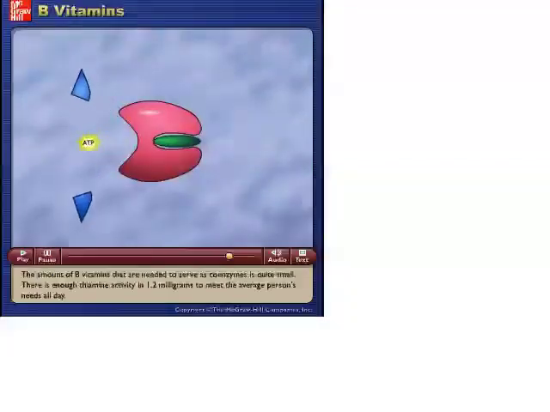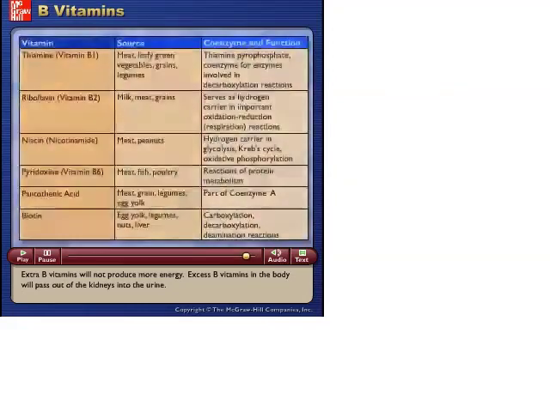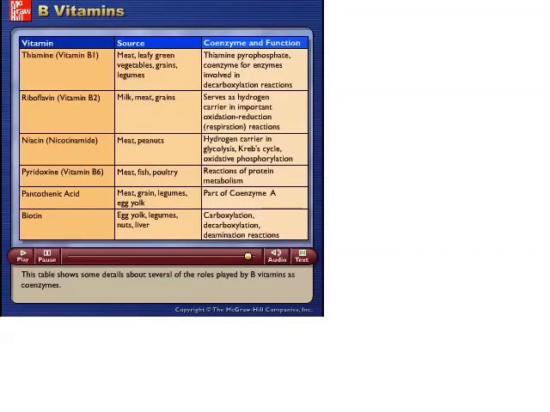The amount of B vitamins that are needed to serve as coenzymes is quite small. There is enough thiamine activity in 1.2 milligrams to meet the average person's needs all day. Extra B vitamins will not produce more energy. Excess B vitamins in the body will pass out of the kidneys into the urine. This table shows some details about several of the roles played by B vitamins as coenzymes.